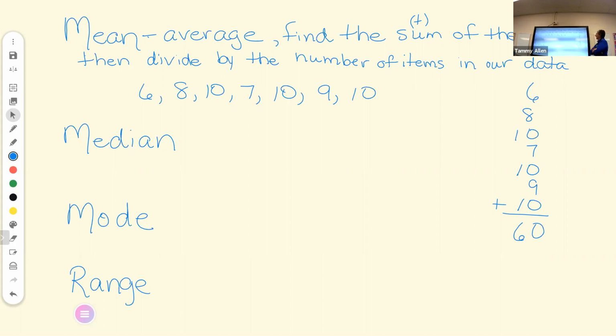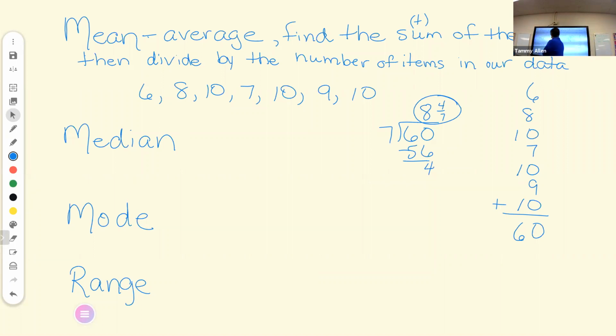And now we need to divide by the number of items in our data. How many items did we have in our data? 7. Now we need to do 60 divided by 7. How many 7s are in 60? 8 of them. We'll make a fraction out of our remainder. So our mean is 8 and 4/7. 8 and 4/7. Okay.